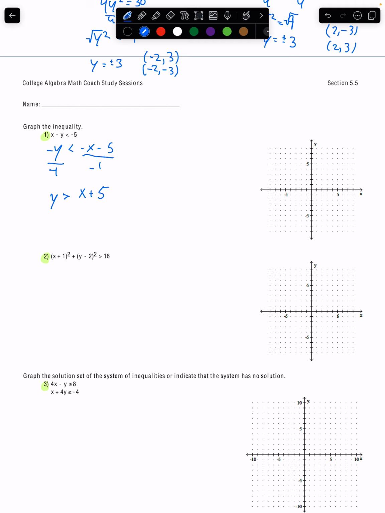The graph for x plus 5 is going to intercept at -5 and at +5. It's going to look something like this, and make sure the line is dotted because of our inequality. And then we need all the y values that are greater than x plus 5. So if we need the greater values, we're just going to shade the greater part. And that would be the answer.